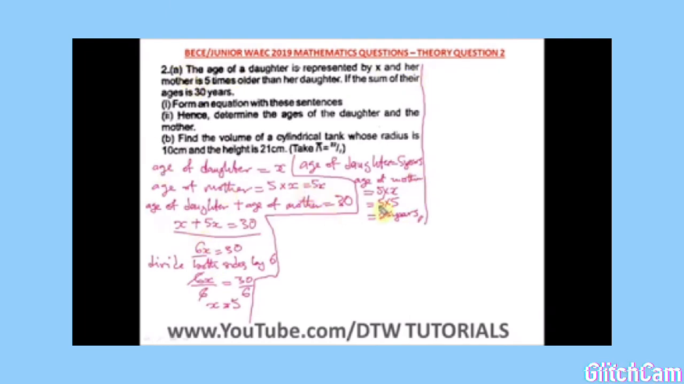Now question 2b. Question 2b says find the volume of a cylindrical tank whose radius is 10 cm and height is 21 cm. Take pi as 22/7. This is a cylindrical tank.